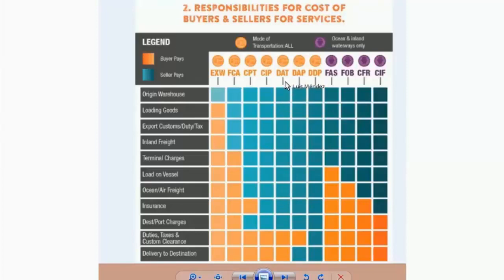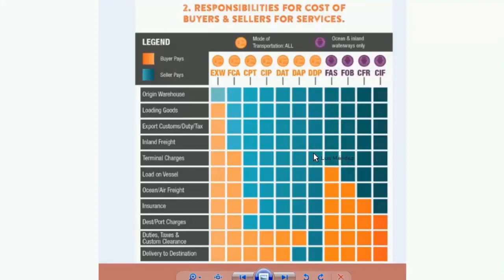Then we have the DAT. That is going to be the same as CIP, but what changes is the risk. Then we are going to have the DAP, which means that the seller is going to pay everything except the duty, taxes, and customs clearance. That is going to be paid by the buyer. And then we have the DDP, which is the most complete one. It means that the seller is going to pay everything.